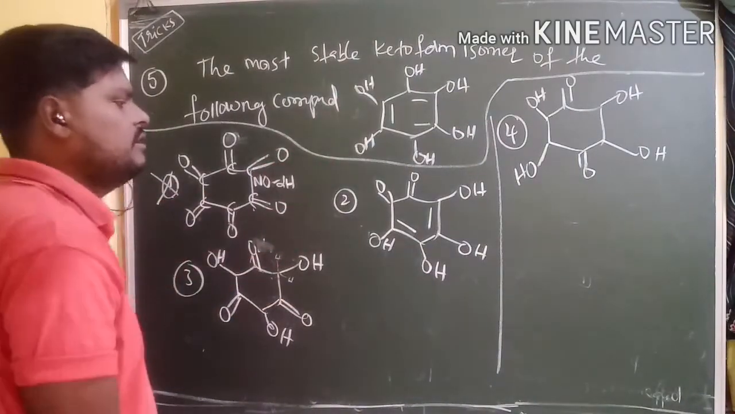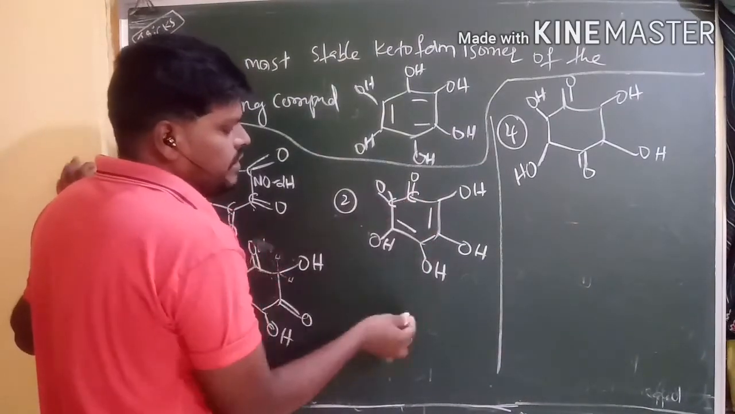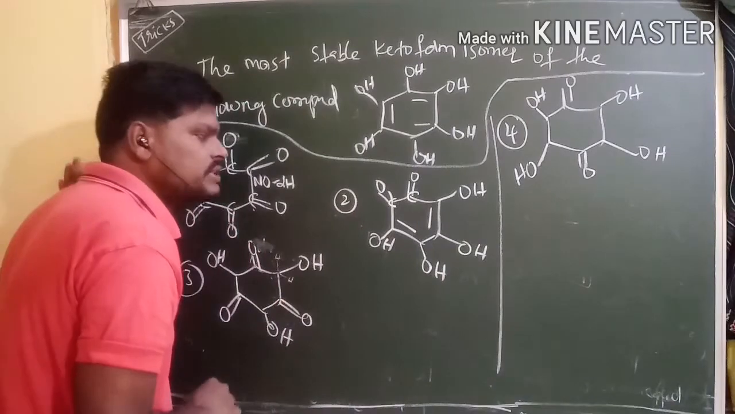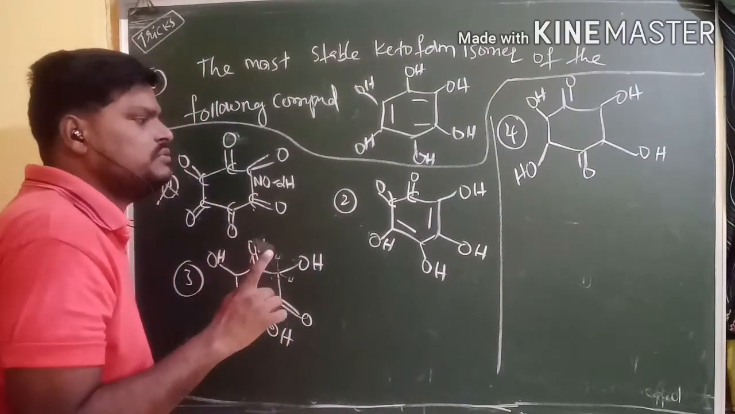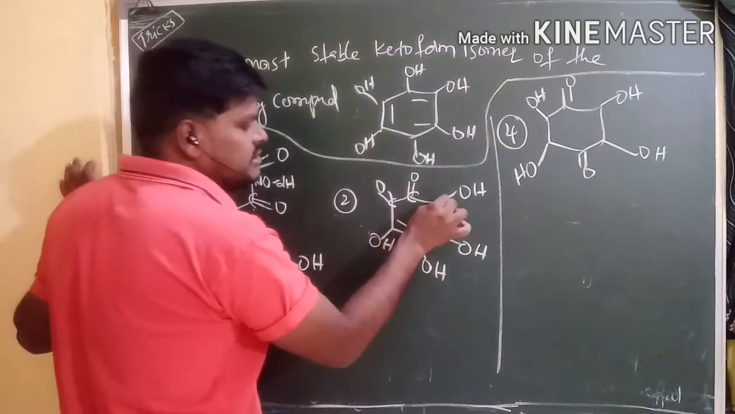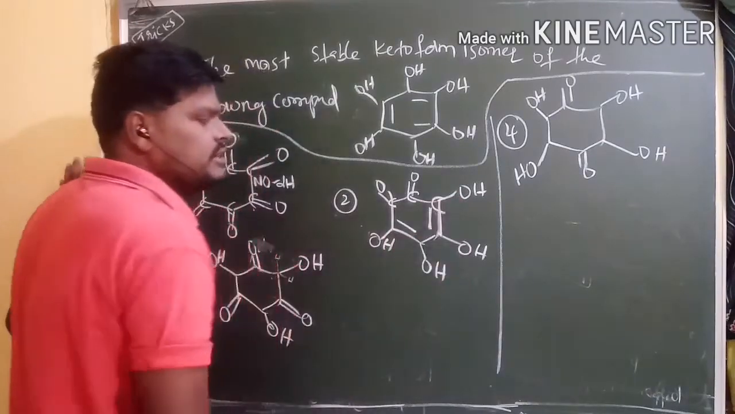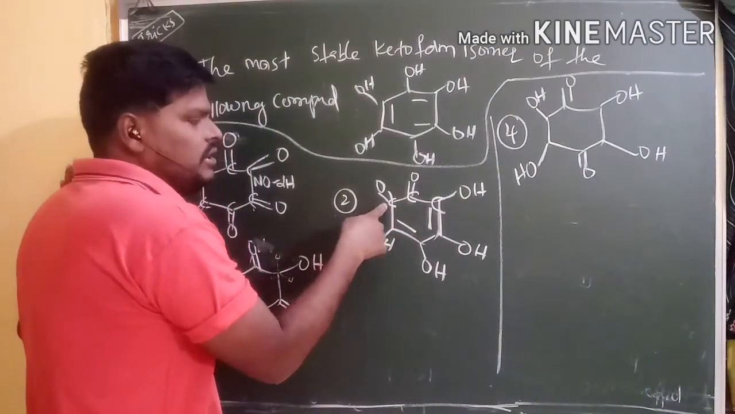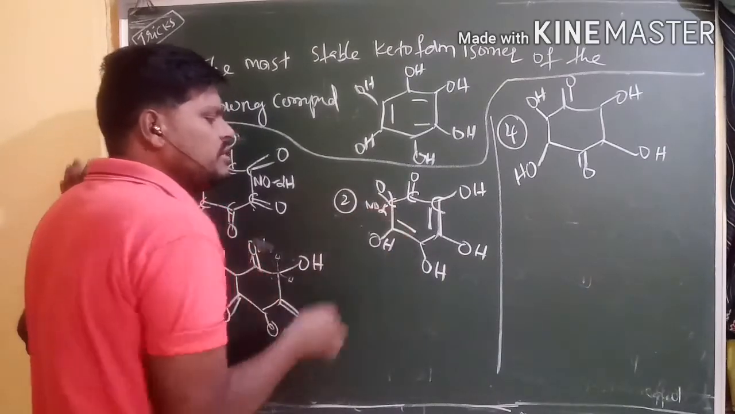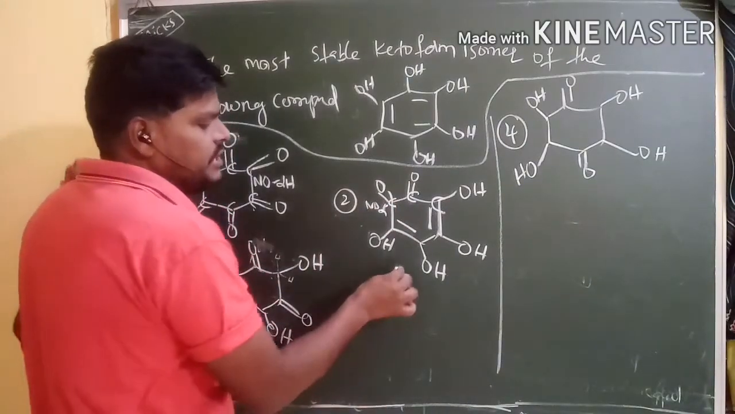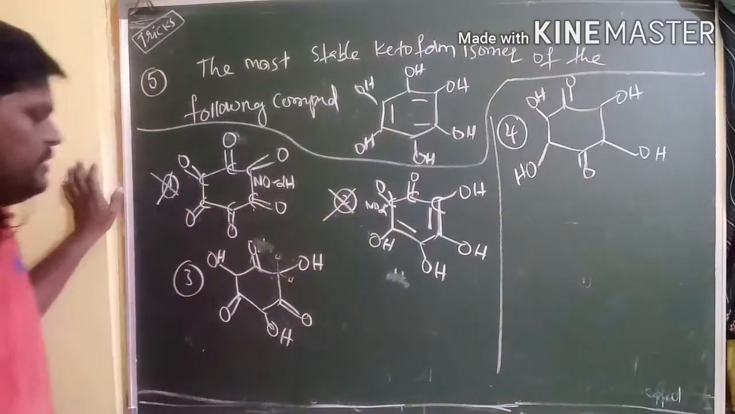And coming to the second. Yes, keto and keto form. Here we have 2 keto forms. Yes, a keto group must be attached to a saturated carbon. This keto is attached to this carbon, and this carbon is not a saturated carbon. Here also no alpha hydrogen, and no saturated carbon here. So that's why here also it is not possible to form this compound.